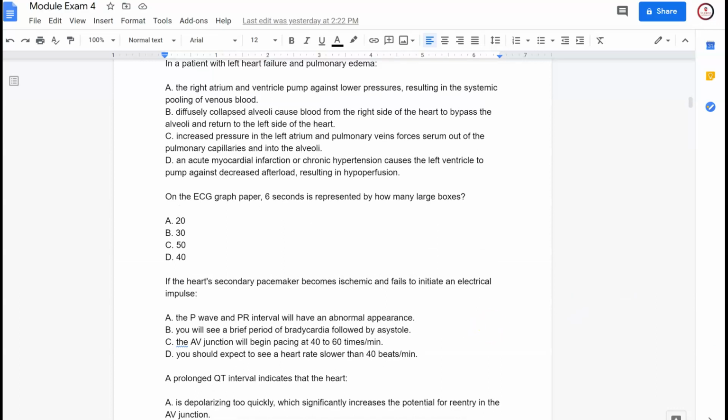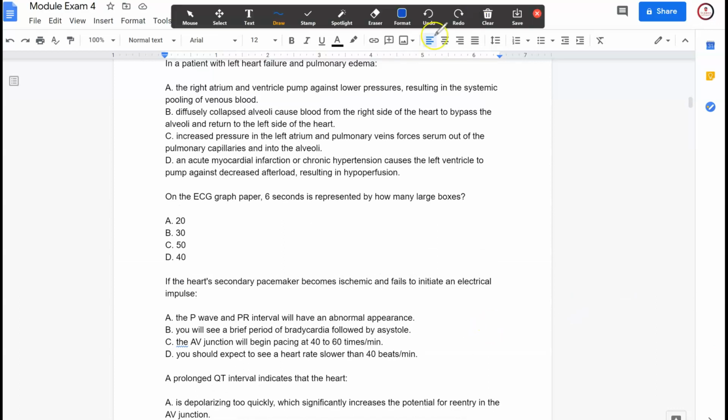A patient with left heart failure and pulmonary edema, what is going on? The right atrium and ventricle pump against lower pressures, resulting in systemic pooling of venous blood. No. Pooling is caused by higher pressures, not lower pressure, so that's not right. Diffusely collapsed alveoli cause blood from the right side of the heart to bypass the alveoli and return to the left side of the heart. This is a different disease process altogether. This is usually what you're seeing in a PE. It's shunting. So no, that's not it.